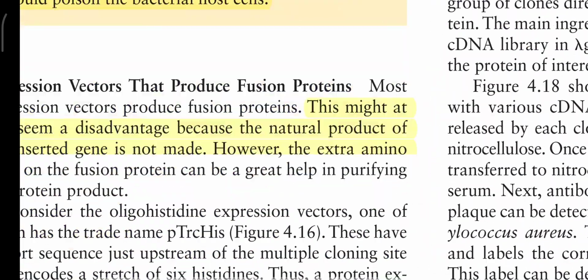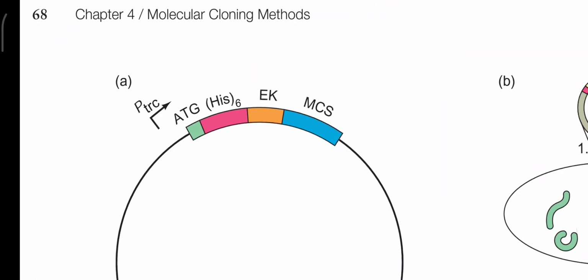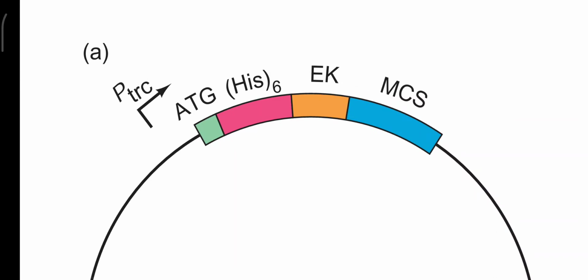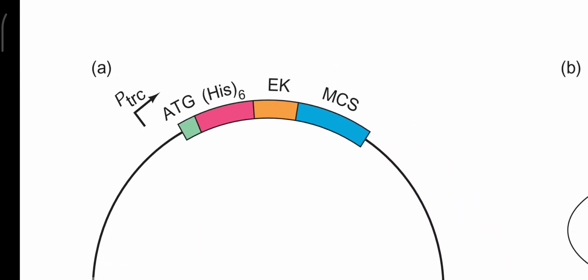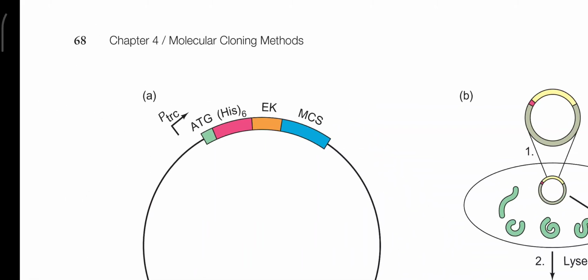In this picture you can see a tryptophan operon promoter with histidine in its coding gene and a site where the enterokinase can recognize to cut the protein that will form, and next to it is your multiple cloning site.